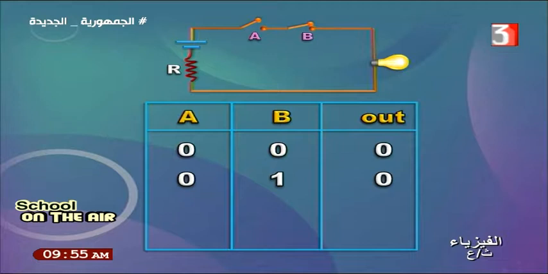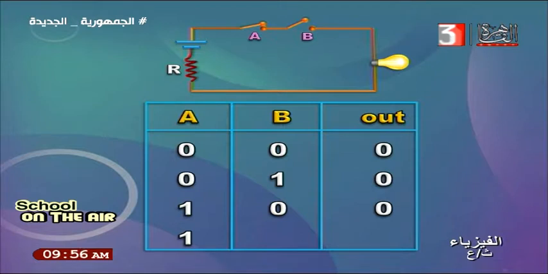Okay. And other possibility, A is closed. B is open. Also no possibility for the current to reach the bulb. It won't glow, 0. So for the bulb to glow, both of them should be equal to 1. Both of them should be closed. In this case, we'll reach 1. This was about the AND gate.